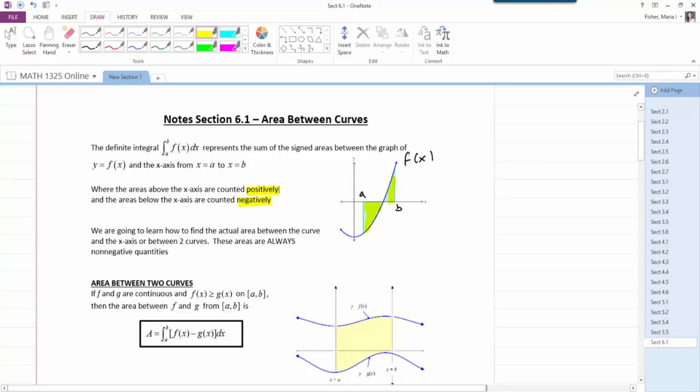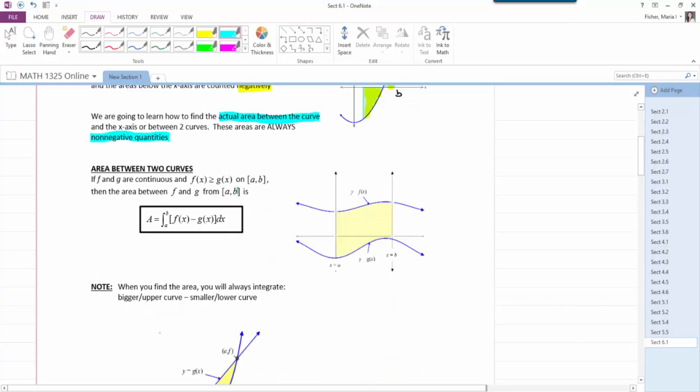Well, we also know that area is not negative, so what we're going to do is learn how to find the actual area between curves on the x-axis, because we're always going to end up with non-negative quantities. So the area between two curves.